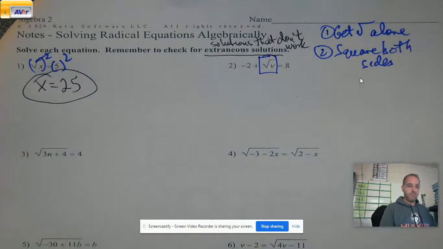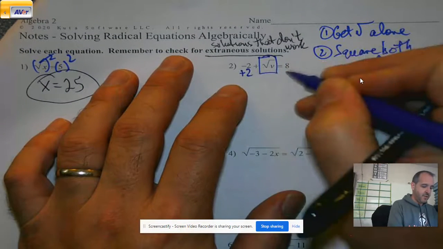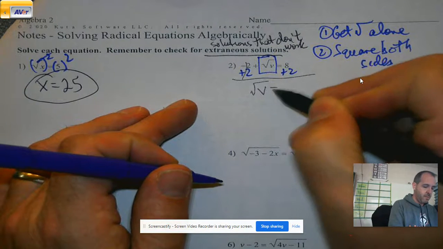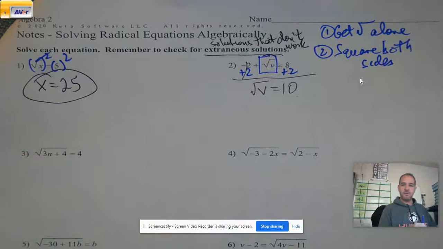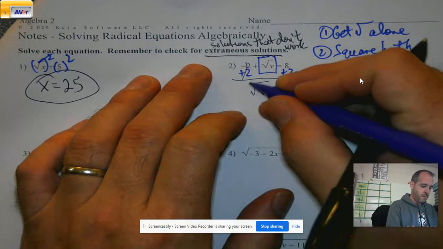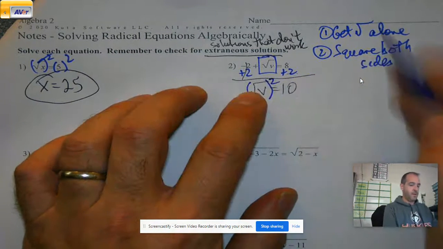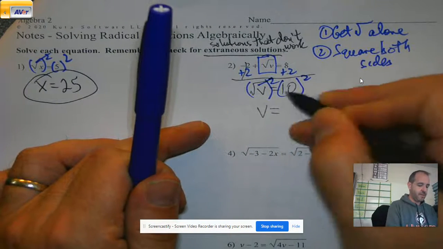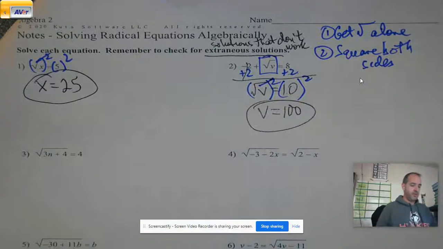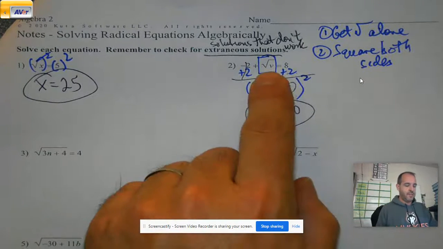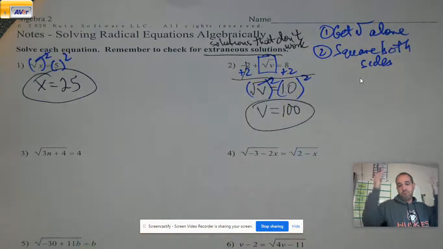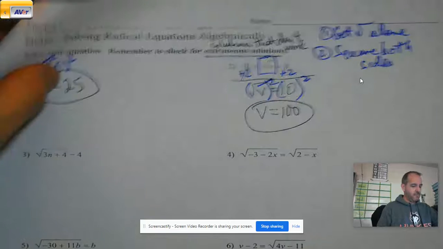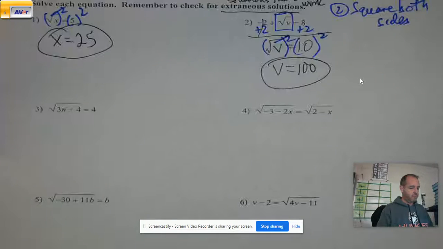Okay, same thing on number 2. Get the radical alone. Add that 2 over. 8 plus 2 is 10. Again, once we get the radical alone, we just square both sides. And now I just got to keep my squares straight. 10 squared is 100. Square root of 100 is 10. Negative 2 plus 10 is 8. We're good. So we haven't had any extraneous solutions yet. Oh, they're coming though. They're coming.